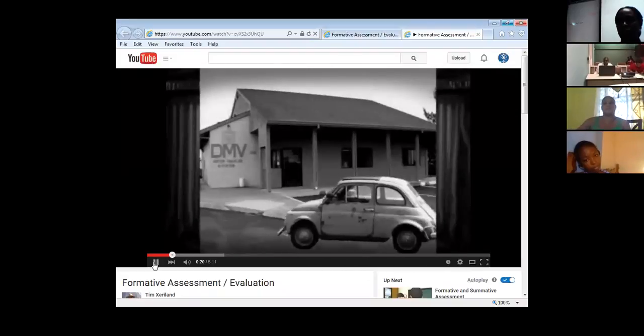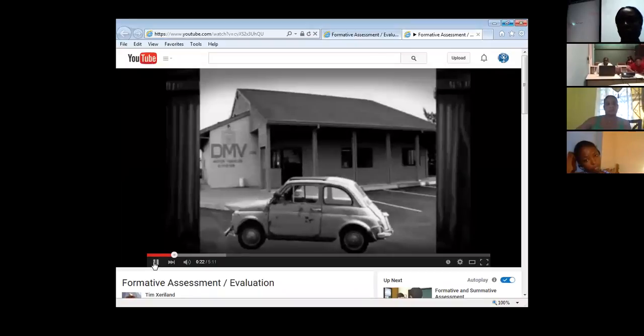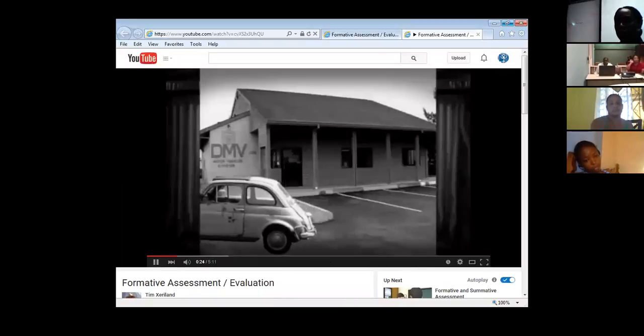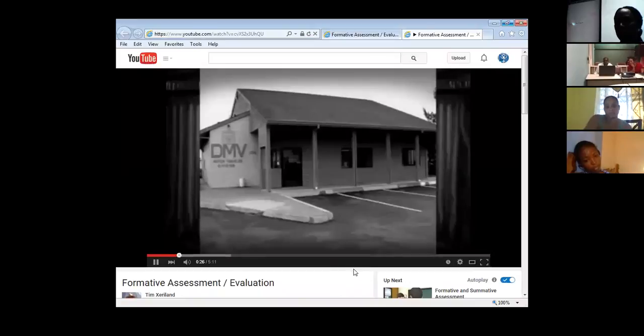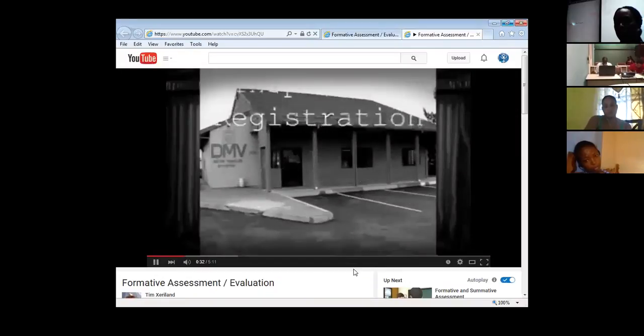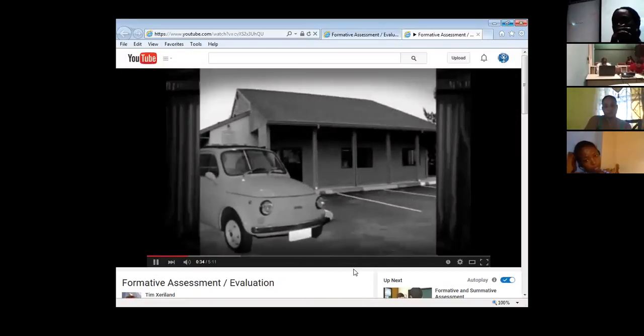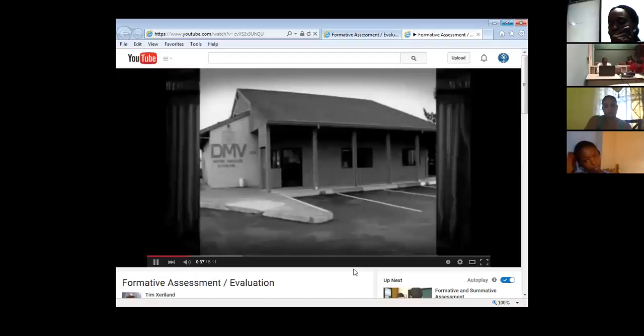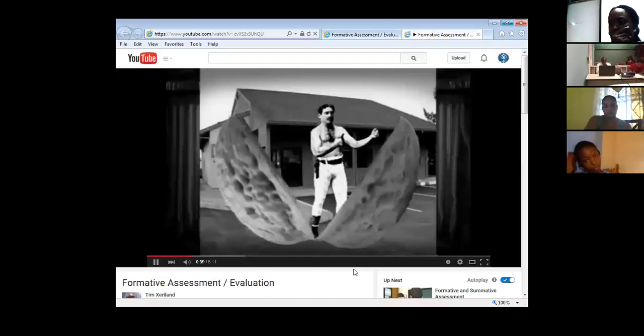So here's the scenario. Take your car to the DMV, they do an inspection, and it doesn't pass. Should they haul it off to the junkyard to be used as scrap metal? No. They give you feedback as to exactly what the problem is, and you're expected to take that information and go make improvements and come back. That's formative assessment in a nutshell.